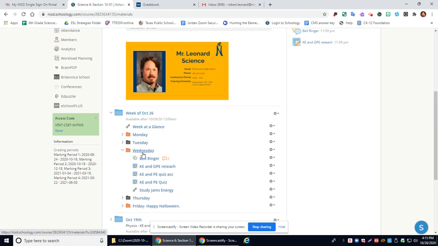Okay, so for today, make sure you do the bell ringer. The bell ringer has to do with conservation of energy. Why does a ball not bounce as high as when it's dropped? The answer to that would be that the kinetic energy of the falling ball is converted to sound.